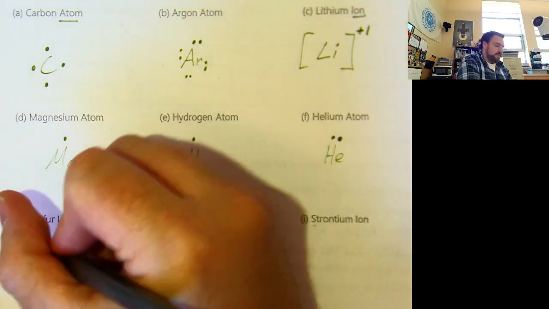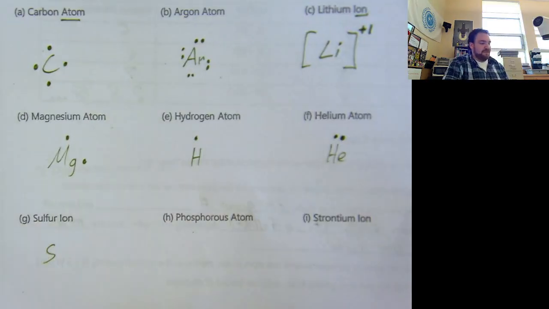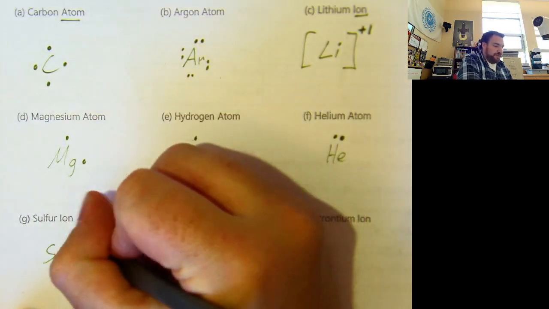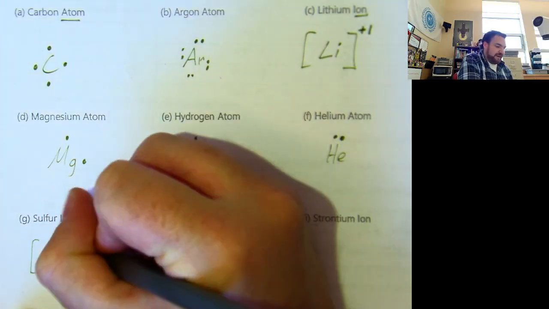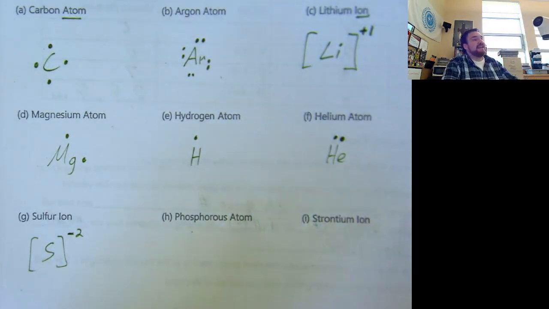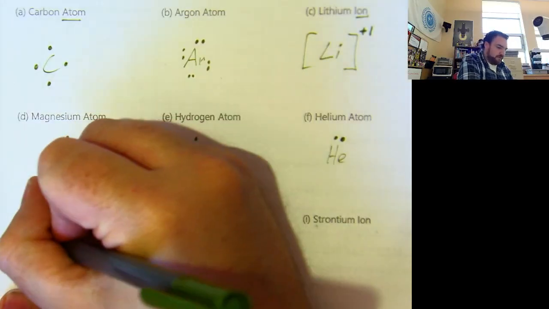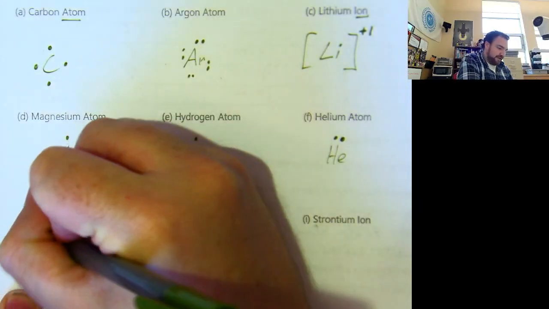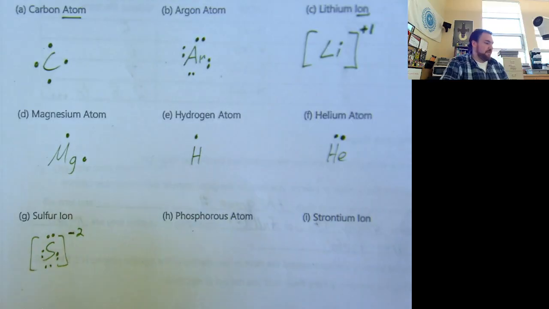Sulfur ion, letter G. Sulfur is, symbol is S. It's up there in the top right-hand corner. What kind of ion does sulfur form? What is the ionic charge for sulfur? -2. So you put the -2, you put the brackets around it, and because it's negative, now you have to fill sulfur. 1, 2, 3, 4, 5, 6, 7, 8. Sulfur gets filled up.